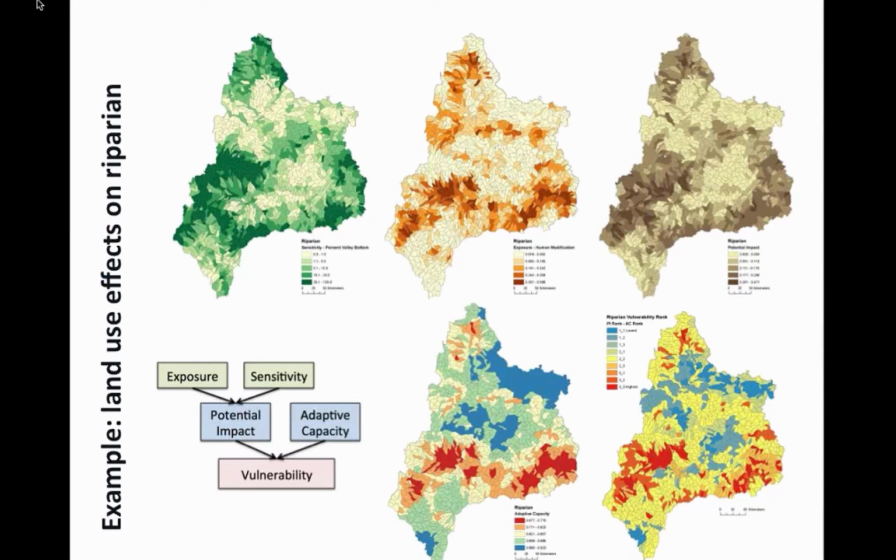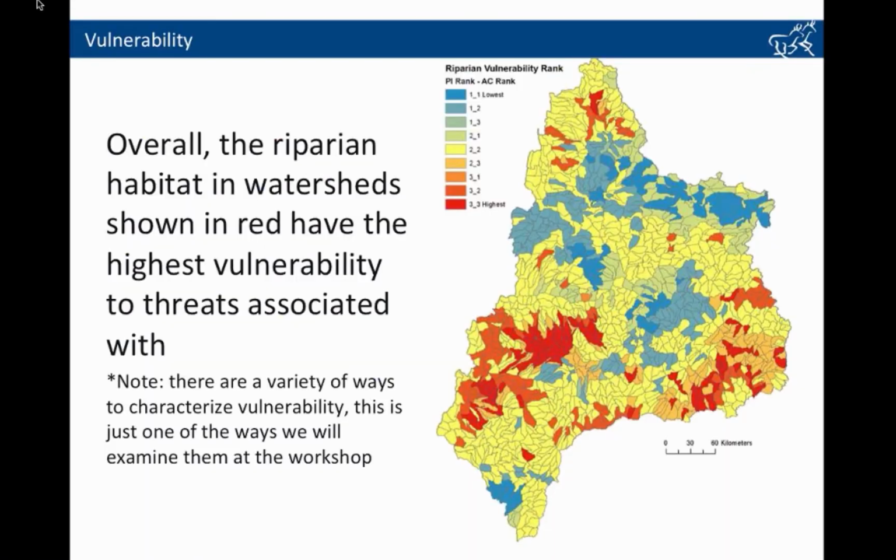Here's just an example of a few maps looking at land use effects on riparian areas. The small polygons are all watersheds, and you'll be able to see how we combine various stressors and resources into a vulnerability assessment, which is shown on the right-hand side. So you'll be able to see the patterns of the vulnerability. Here's an overall vulnerability map of riparian watersheds where red is showing the highest vulnerability to threats associated.